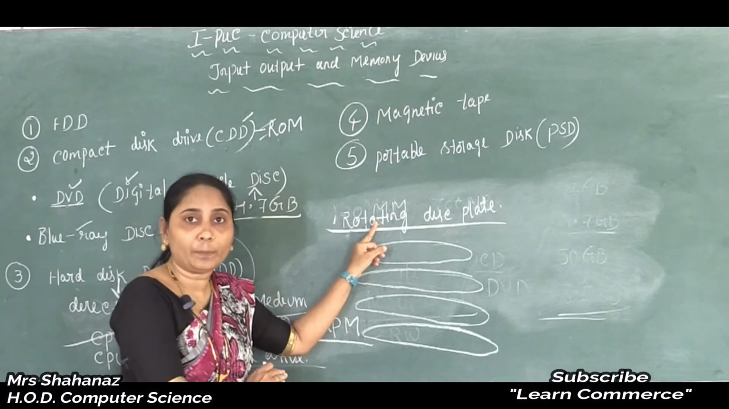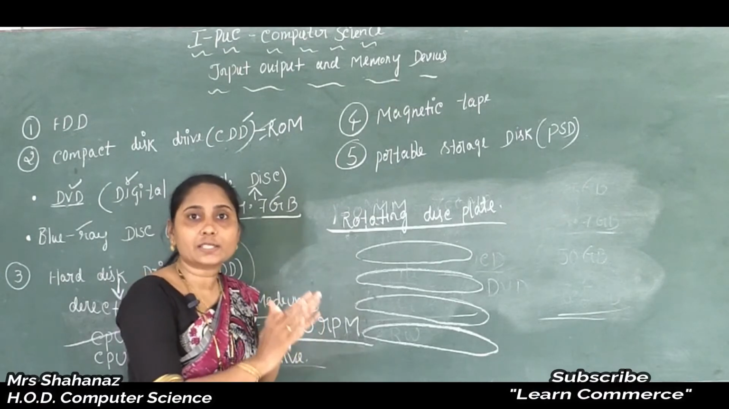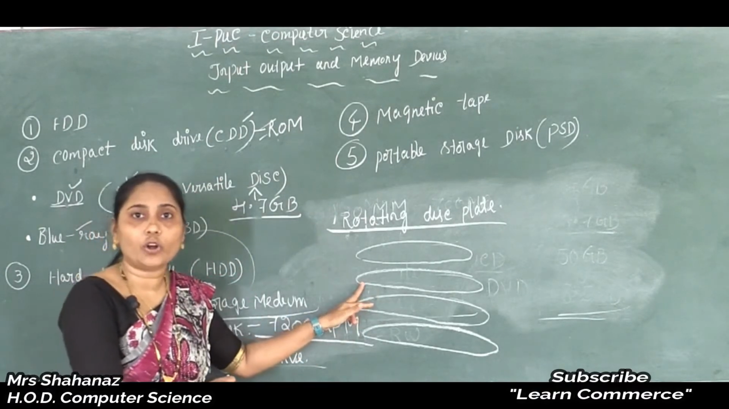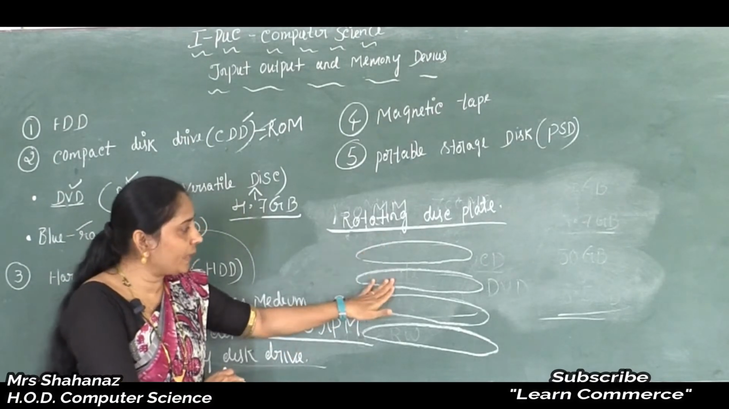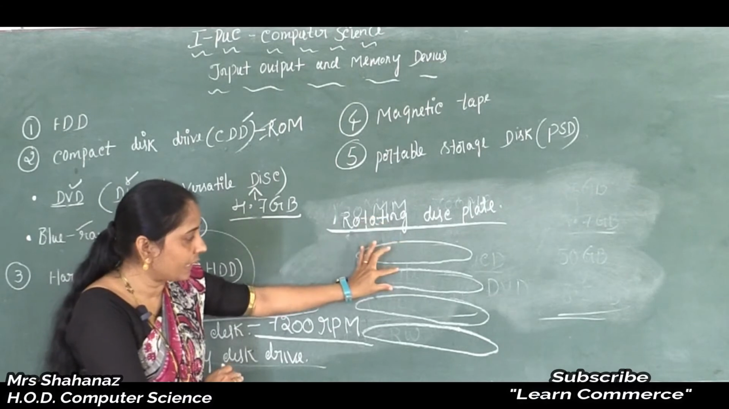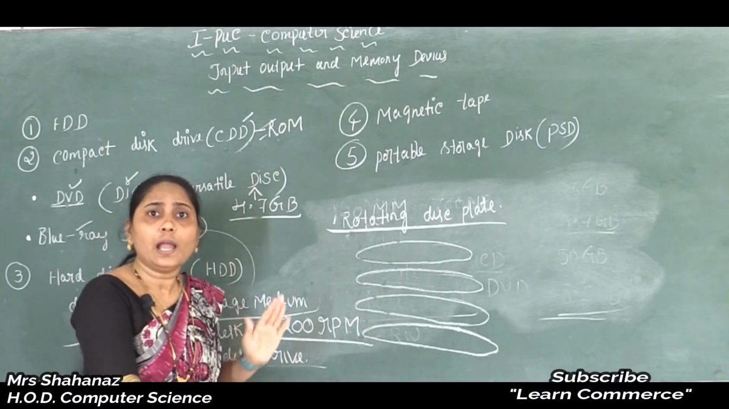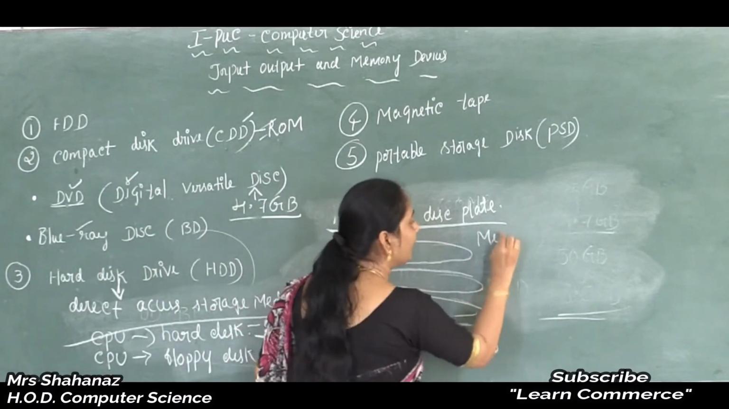So whatever plates are there, many plates are going to be placed and encased in the hard disk drive. And all those plates, because this is one plate, second, third and fourth, so like that many plates are there here, and all those plates are covered with metal oxide.